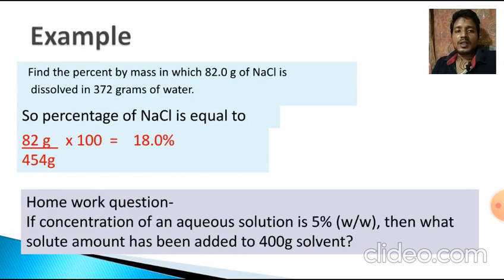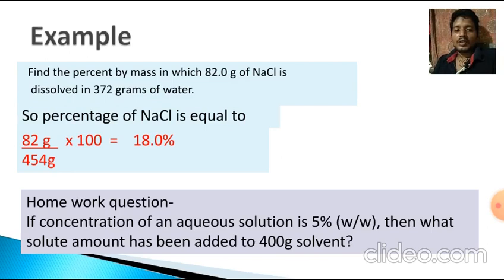Volume percent is similar to weight percent. This is the ratio of volume by volume, and exactly it is the volume of solute by volume of solution into 100. Obviously, similar to weight percent, there is no unit. Here you have to calculate the volume of acetic acid which is present in a bottle containing 350 ml of solution, and the concentration of acetic acid is 5%.